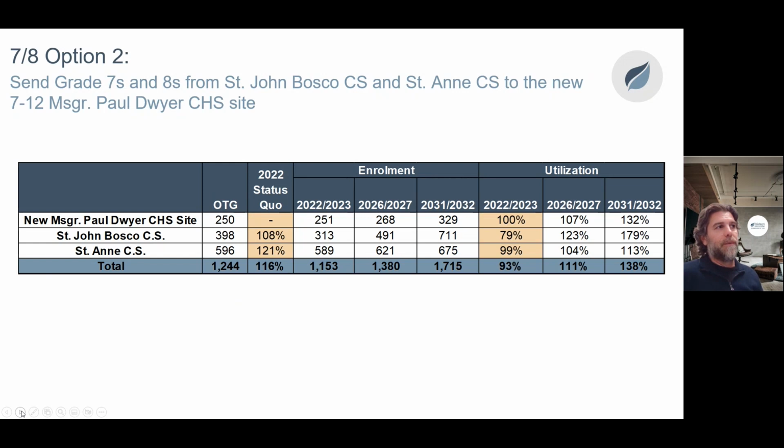Again, the only difference from Dwyer's perspective is that with the Bosco and Kateri configuration, there's slightly less grade 7 and 8s, so the utilization rates are a touch lower at Dwyer. With the Bosco and Anne configuration, you can see that utilization rates get up to about 107% in the midterm of the forecast, and then upwards of 130% at the end of the forecast.